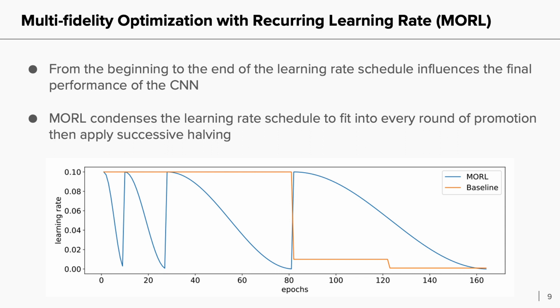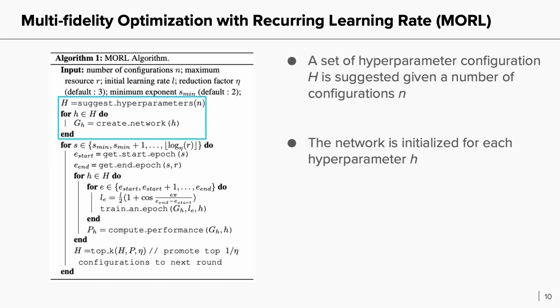In order to mitigate this problem, we have proposed the multi-fidelity optimization with recurring learning rate algorithm, MORL, that condenses the learning rate schedule to fit into every round of promotion, then applies successive halving. MORL first suggests a set of hyperparameter configurations, then it initializes the network for each hyperparameter.